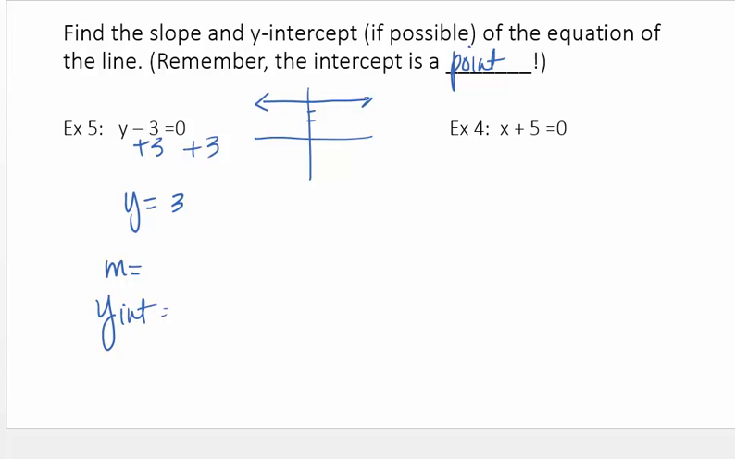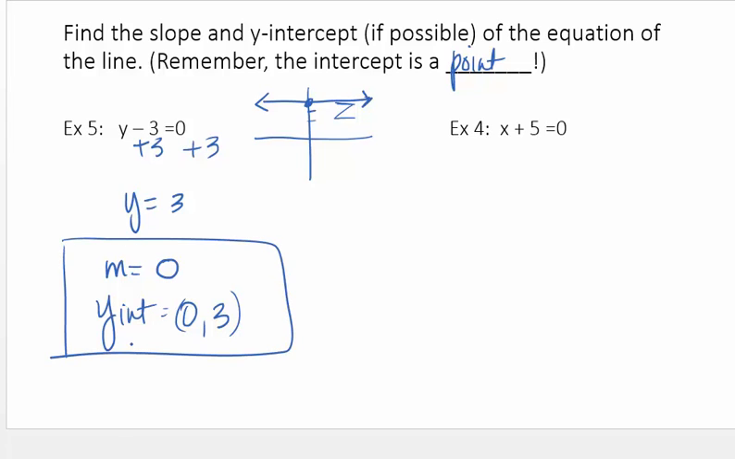Okay, so it's a horizontal line. What kind of slope does a horizontal line have? Well, horizontal lines have a slope of 0. My slope is 0. The y-intercept, what's that point right there where it crosses the y-axis? Well, it's (0, 3). All right? That's how you work that one.